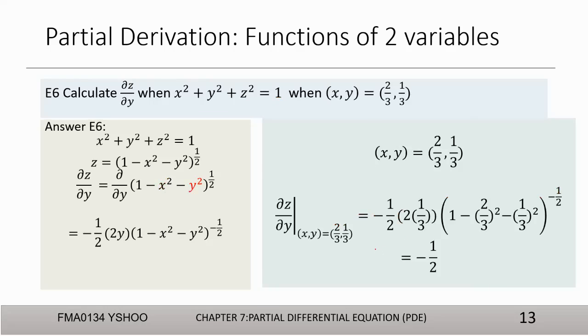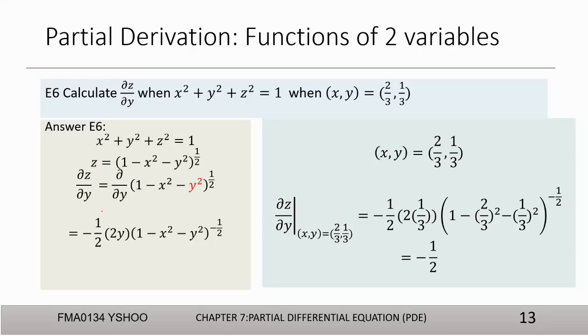Then the next one over here. This one you need to evaluate. The evaluation is always at the last. So when we have x squared plus y squared plus z squared equals 1, because the question is asking for del z over del y, one easier way is we rewrite everything in terms of z if it is possible. If not possible to rewrite, then we can use implicit.